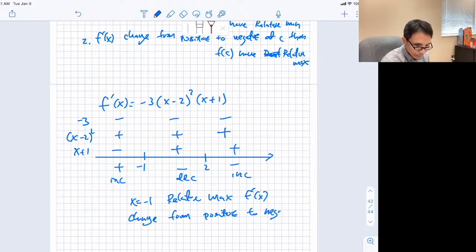Oh, wait, at the end, shouldn't it be decreasing? Yeah, you just wrote it wrong. This is decreasing, yep. Thank you. So that should be decreasing, so it'll be increasing, decreasing, decreasing.